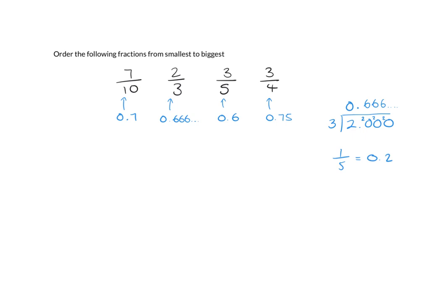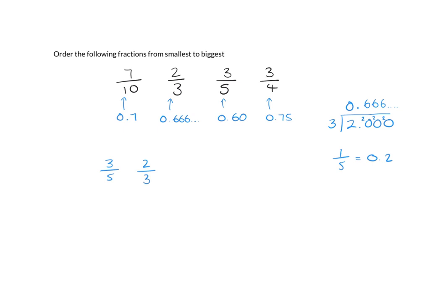Then I'm going to look in the hundredths column. My 0.6 doesn't have a hundredths column at the minute, so I can just add a 0 into there and make it easier to compare. This tells me that 0.60 is smaller than 0.66. So that tells me that 3/5 is the smallest, followed by 2/3.